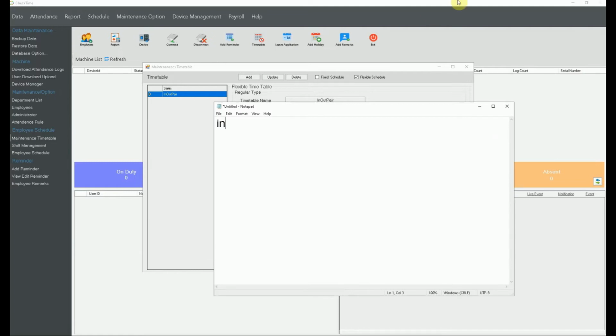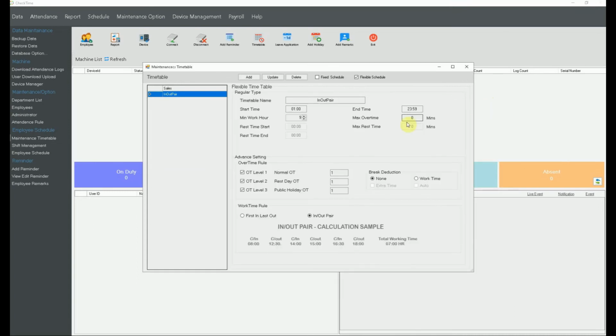Sorry, I pressed the wrong button. In-out pair cannot go overnight. It can never go overnight for in-out pair. You can start with the time 00:01 until 23:59. In-out pair, it cannot go overnight. It's marked up before midnight. Right? So this is how it can work.